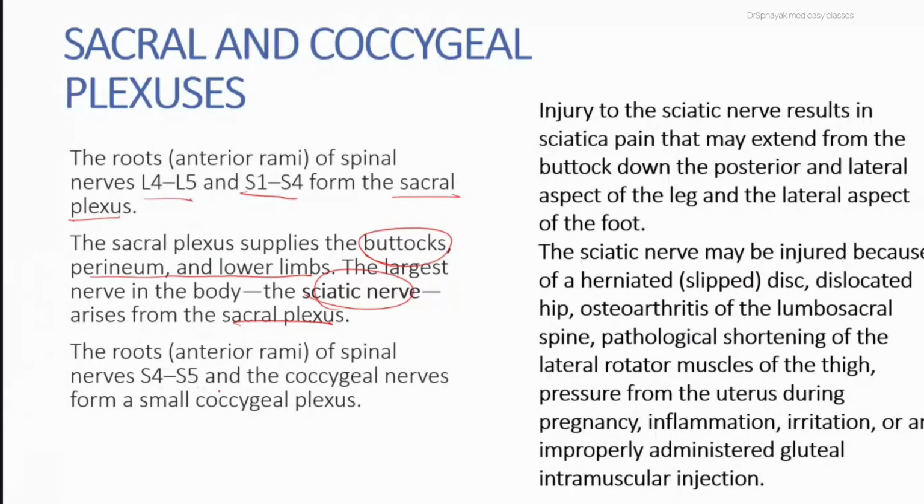The roots of spinal nerves S4, S5, and the coccygeal nerves form a small coccygeal plexus. This is a small network which involves the S4 and S5 nerves and the one pair of coccygeal nerves. Now, what happens if injury occurs to the sciatic nerve, which is the largest nerve of the body?